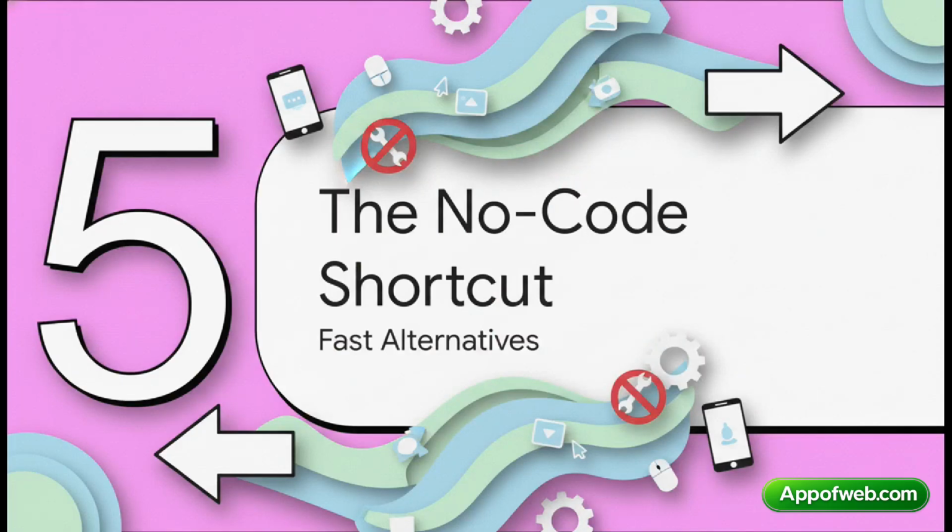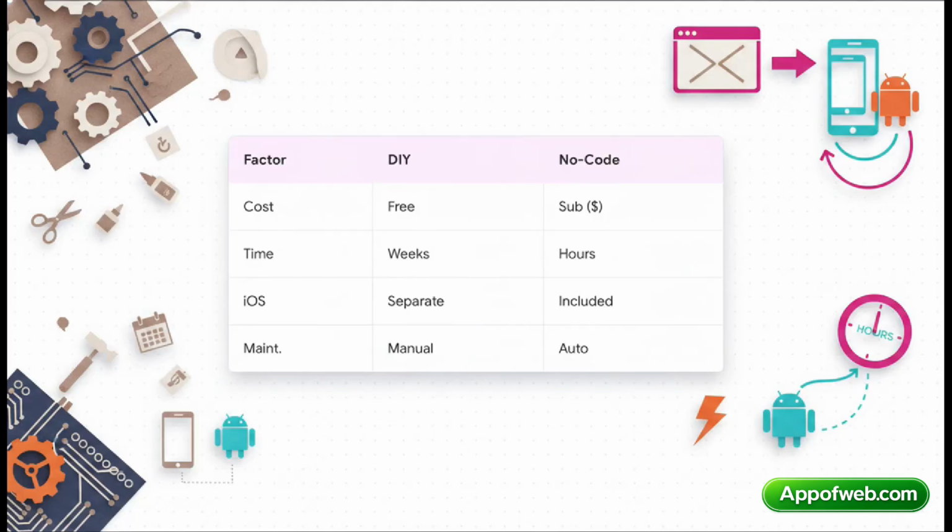Section 5, the no-code shortcut. Because hey, if you don't want to spend your entire weekend wrangling Android Studio code, there's an incredibly powerful alternative. You can choose the complete, free, manual control of the DIY Android Studio route, or you can leverage no-code platforms to launch on both Android and iOS in a matter of hours with fully automated maintenance.